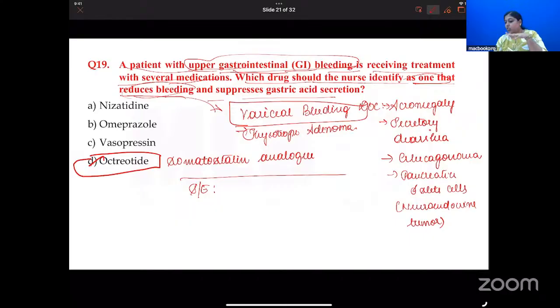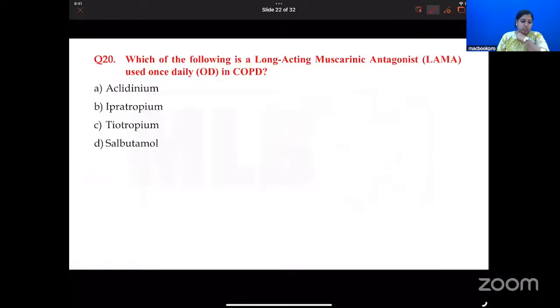This drug can cause hypothyroidism as a side effect. And it can also cause gallstones, that is cholelithiasis, right? Yes. Next, we will go to the next question.